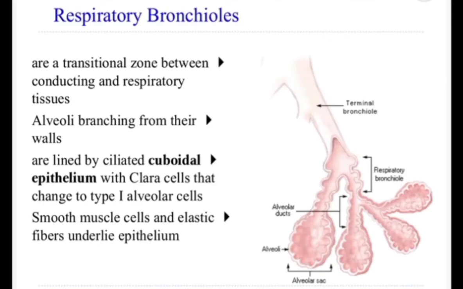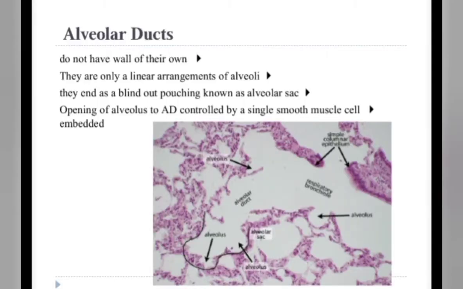Then let's talk about the respiratory bronchioles. These are the transitional zone between the conducting and respiratory tissues, with alveoli branching from their walls. They are lined by ciliated cuboidal epithelium with Clara cells that changes to type 1 alveolar cells. Smooth muscle cells and elastic fibers underlie the epithelium. The opening of the alveolus to the alveolar duct is controlled by a single smooth muscle cell.